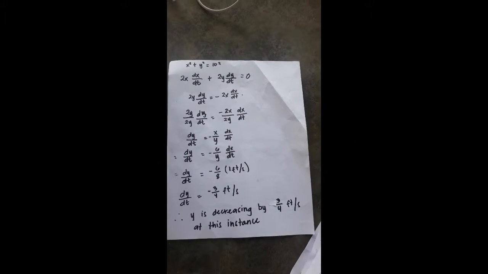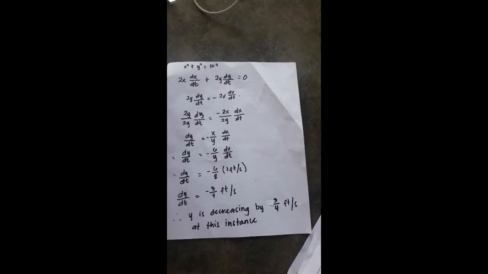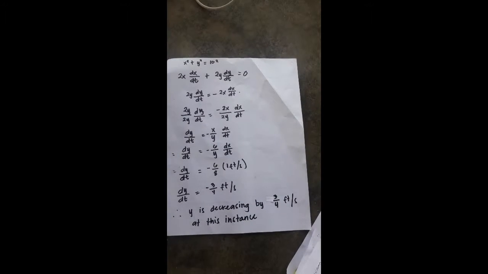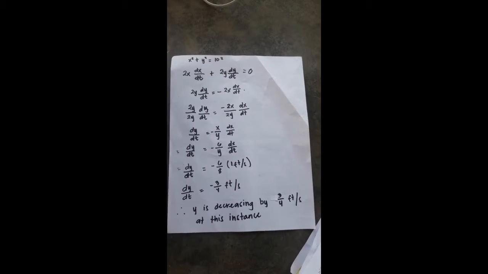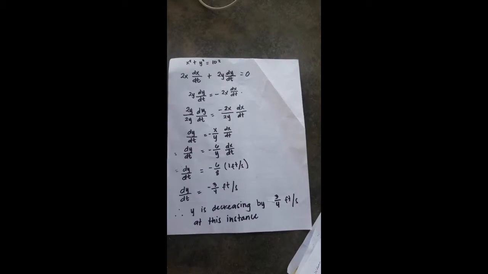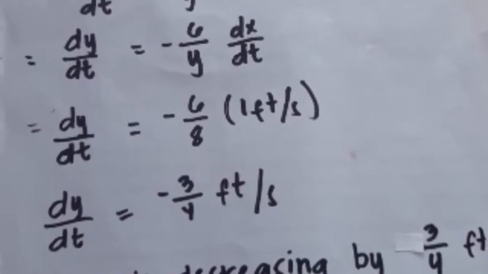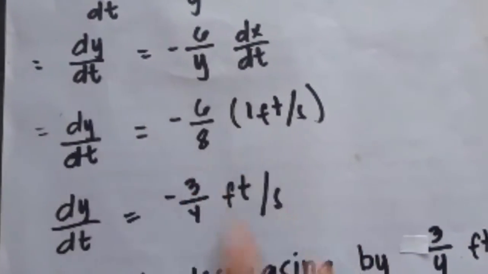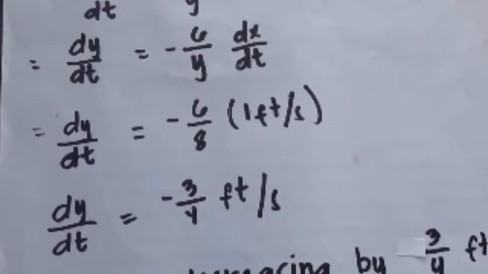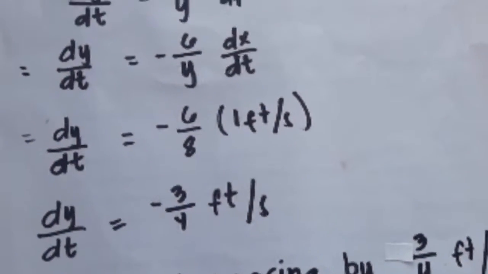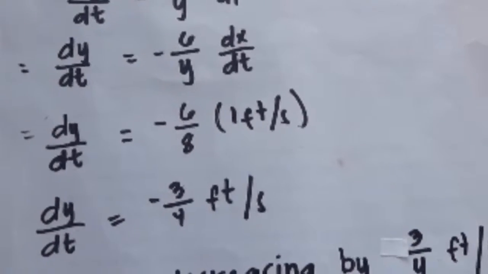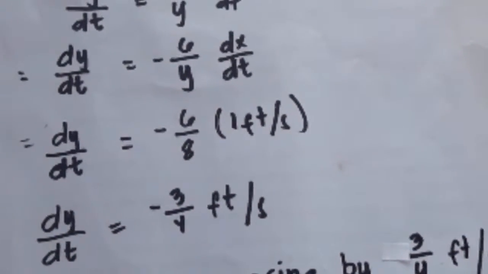So, what we need to do is to plug in what we know and solve. We are asking about dy over dt when the ladder is 6 feet away from the wall, so that x is equal to 6. So, by the Pythagorean theorem, we can solve for y. In that instant, y is equal to 8.